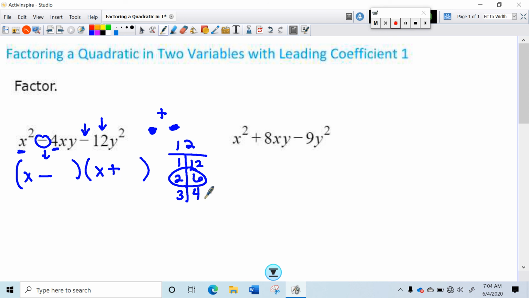Now here's the key to not messing up on your signs. You want to always put the biggest number first. So 6 here, 2 here, and you're finished.